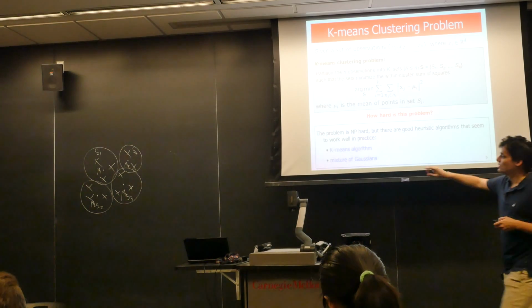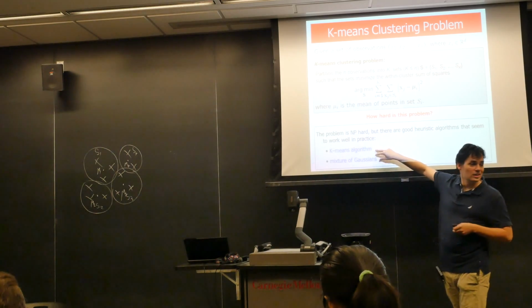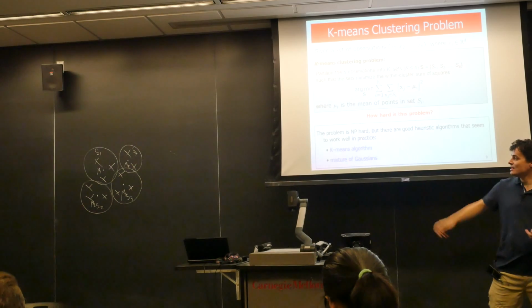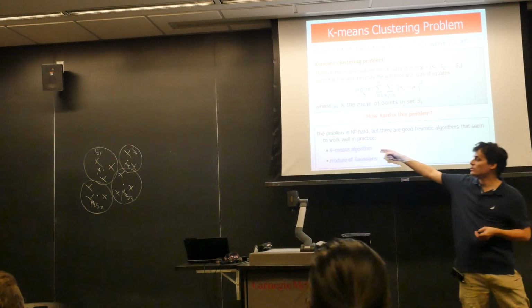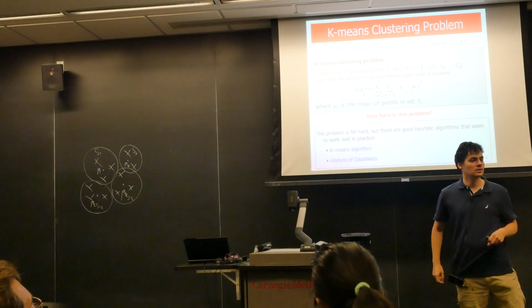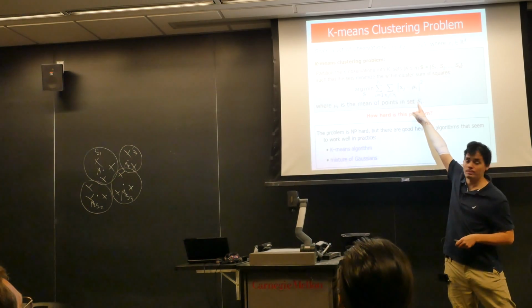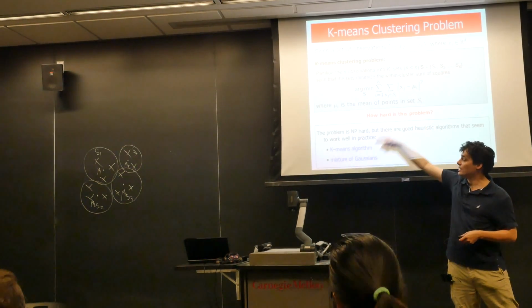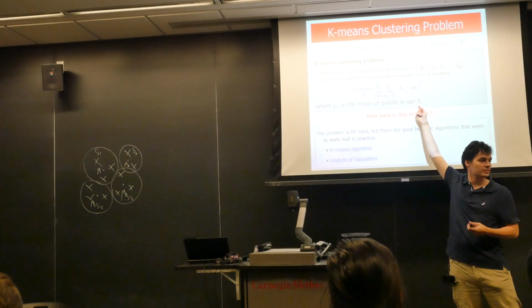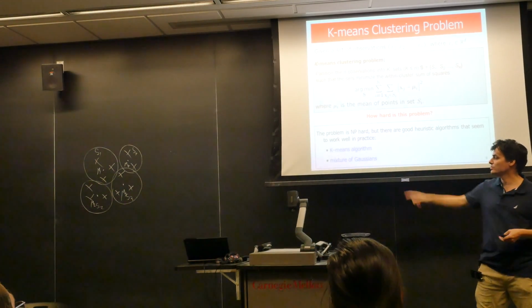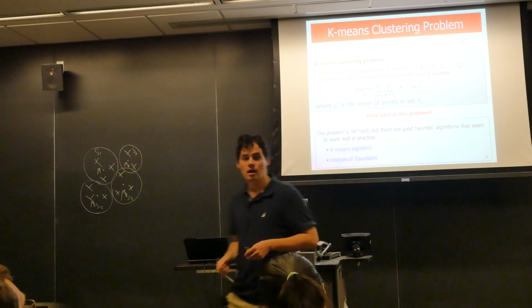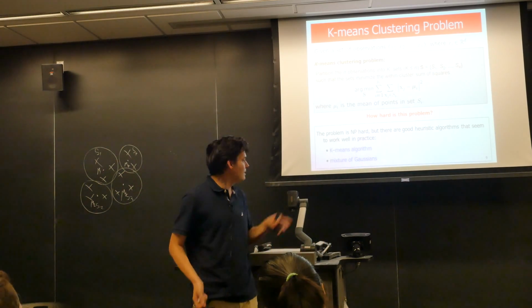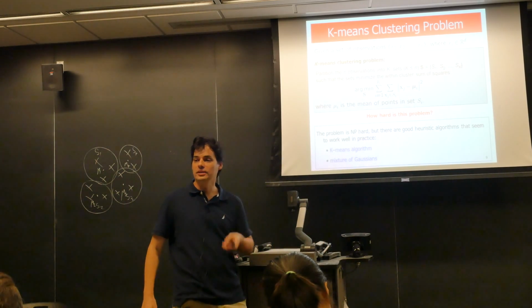But we will look at two algorithms that are good heuristics, in the sense that they seem to work well in practice. One algorithm is called the k-means clustering algorithm. So that was the problem, right? It's not an algorithm. There will be an algorithm that tries to solve this problem, called the k-means clustering algorithm. And there will be another heuristic, called mixture of Gaussians, that also in practice seems to be a good heuristic to solve this clustering problem.